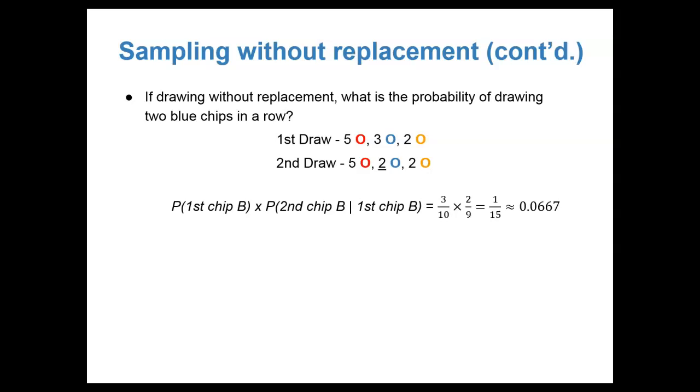Again, notice that this value is less than what we found for the same probability when sampling with replacement. In that case, we saw the value was 9/100ths, or 900 10,000ths, which is larger than the value we have just calculated.